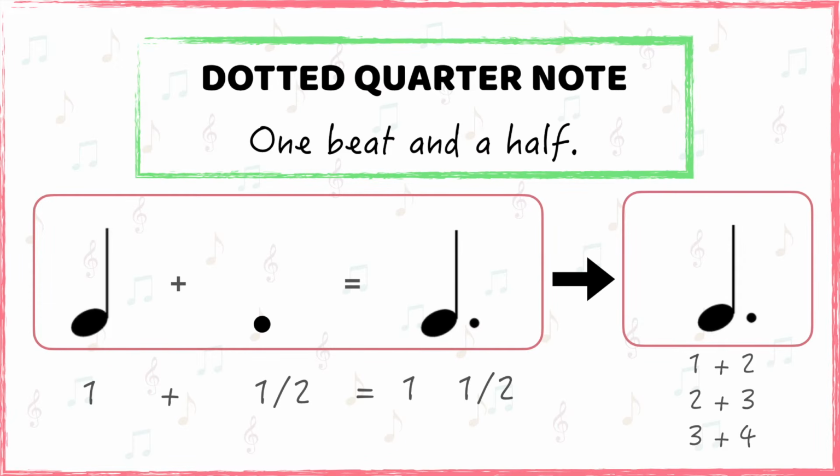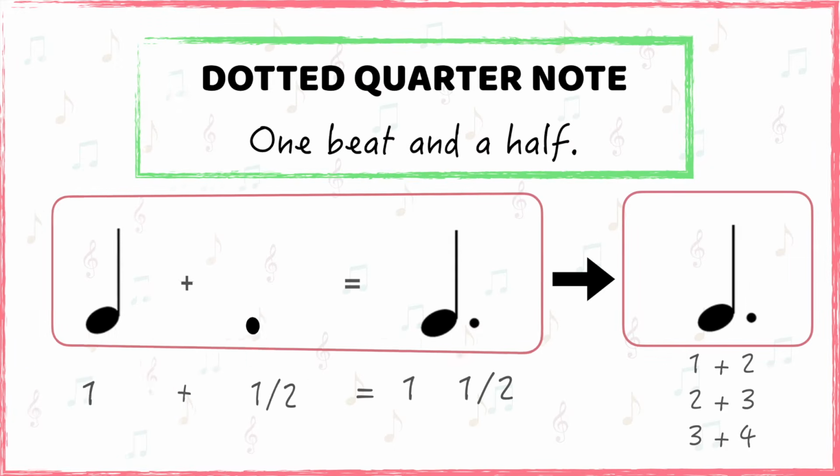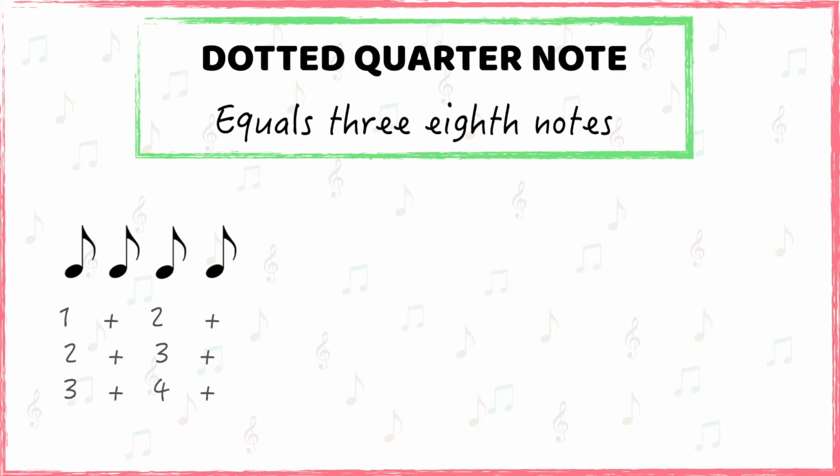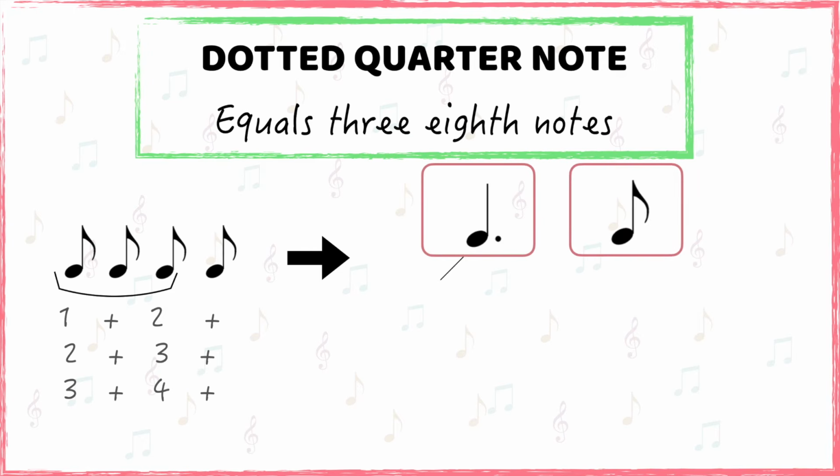Let me explain why we count the dotted quarter note the way that we do. A dotted quarter note equals 1.5 beats, which equals 3 eighth notes. We are used to having 2 or 4 eighth notes grouped together, but those are not the only ways. We can group the first 3 eighth notes together. We are then left with 1 single eighth note. We can notate this in a different way, with a dotted quarter note and a single eighth note. Therefore, when counting a dotted quarter note, we do it this way.